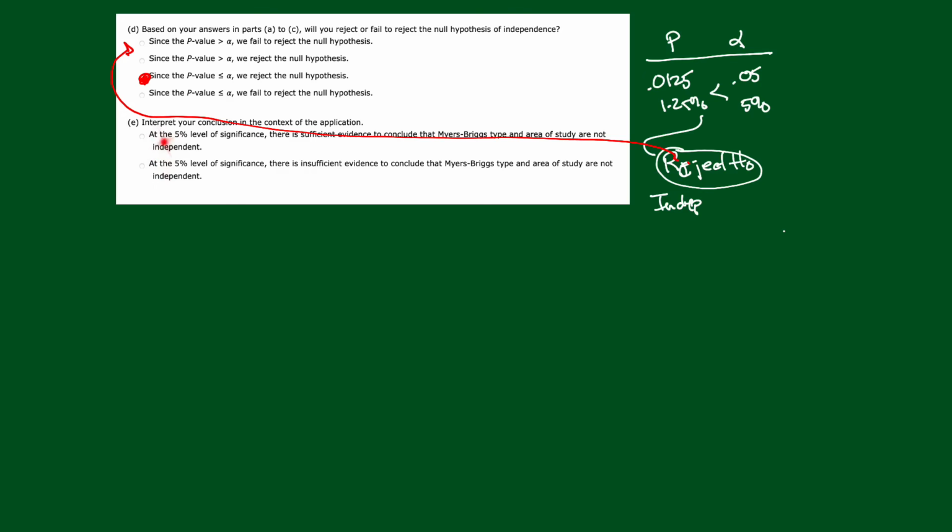Now, I have to decide which one of these matches my conclusion here. The first one says, at 0.05, there is sufficient evidence to conclude that Myers-Briggs types and area of study are not independent. We're rejecting that they are independent, so we're going to go with the claim that they're not independent. That looks good. Let's see what this says. At 0.05, there is insufficient evidence to conclude that they're not. Well, there is sufficient evidence. We're rejecting H naught. You only reject if you have sufficient evidence. So we have enough evidence to reject the claim. We're going to go with this top one right here. So at 0.05, there is sufficient evidence to conclude that area of study and your Myers-Briggs personality type are not independent.